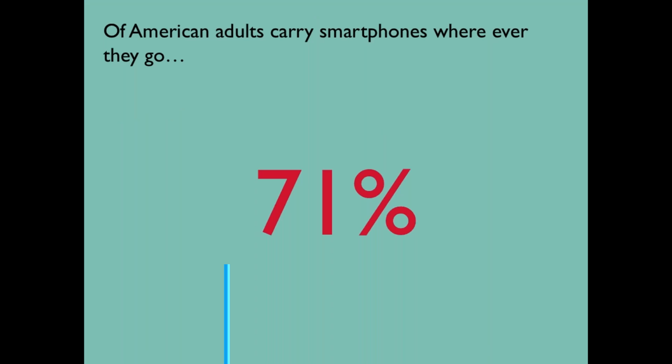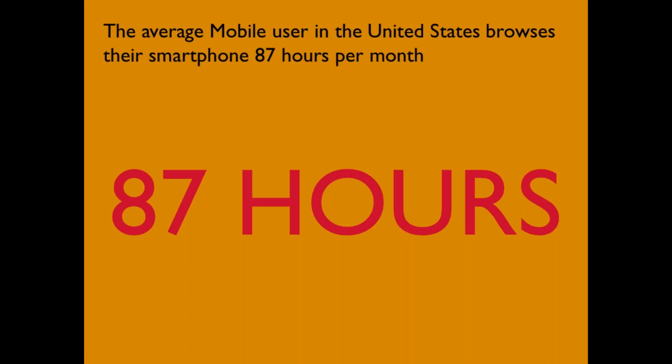So just to look at a couple stats here, of American adults, 71% carry smartphones, which is obvious to all of us as we look around in our day-to-day life. Mobile email opens have grown by 180% in the last 3 years. Members prefer reading emails on their mobile device and use their smartphones for reading emails more than making calls.